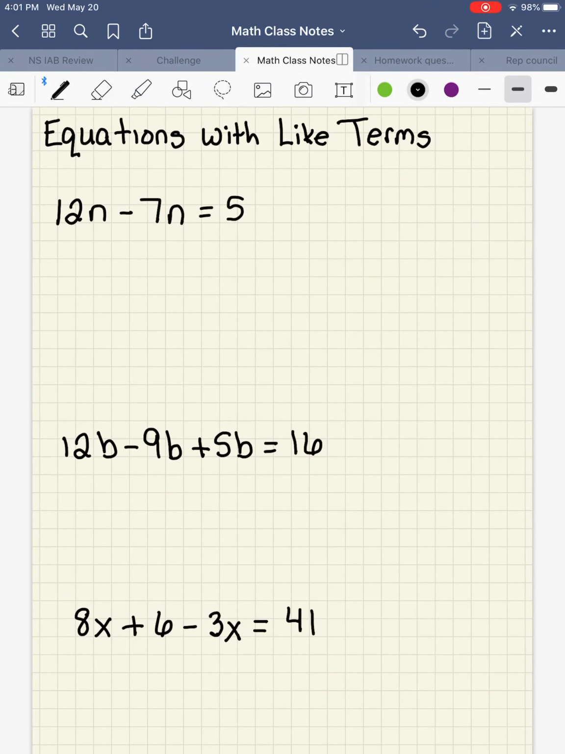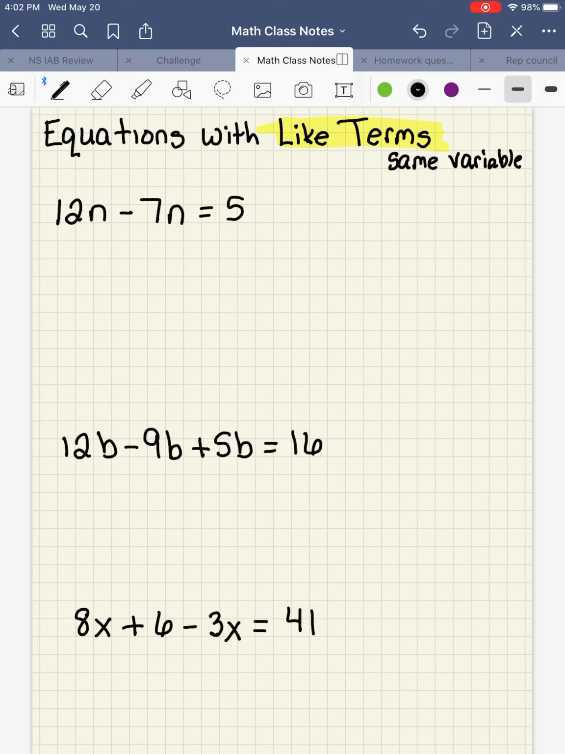Alrighty, good morning. We got some more equation review today. Specifically, we are looking at solving equations that have like terms, which is something we're reviewing because we've talked about like terms this year. And remember, like terms basically means that they have the same variable, which means the same letter, right? If terms have the same variable, then you can add or subtract them, which is the combining part.